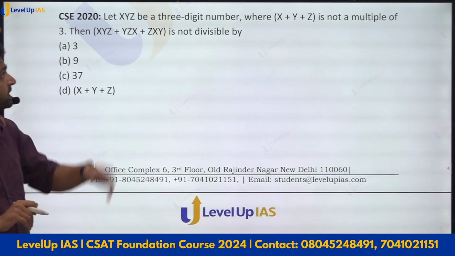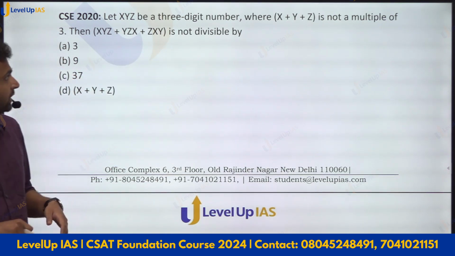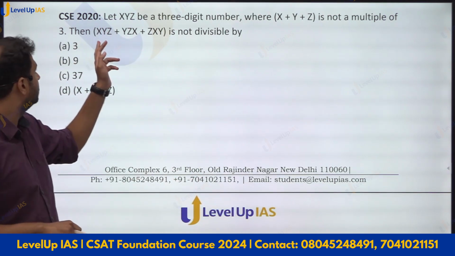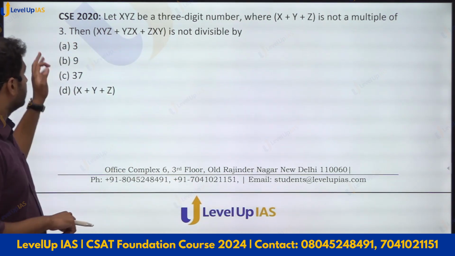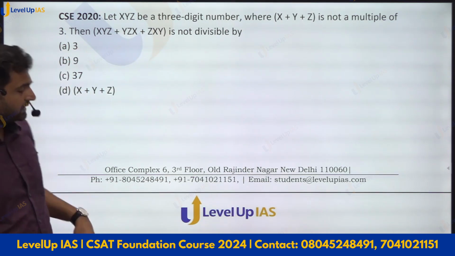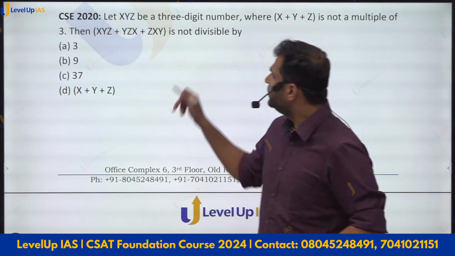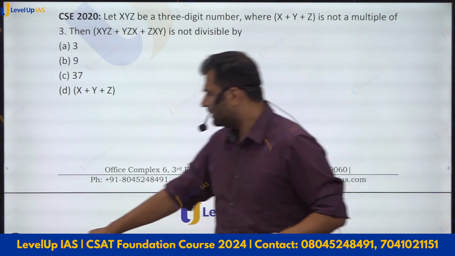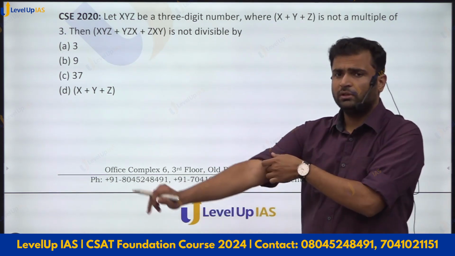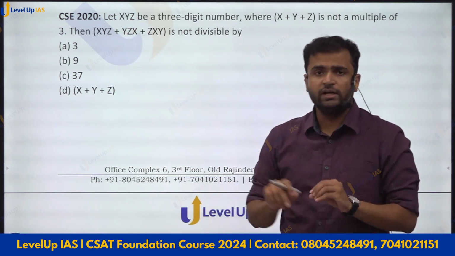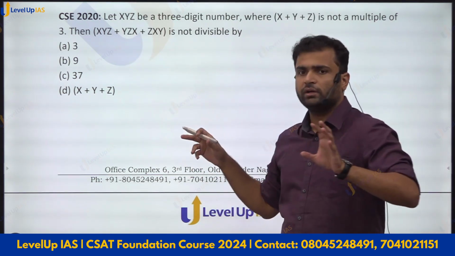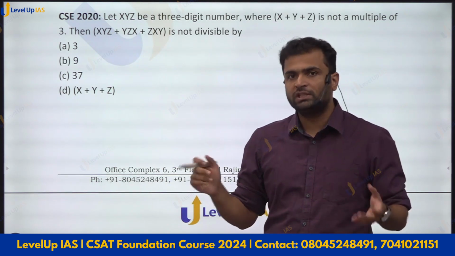Again we have this 3-digit number xyz, and what is given is that x plus y plus z is not a multiple of 3. Then this particular number is not divisible by which of these? That is the question. Because there is symmetry, and this question has unknowns like x, y, z, all the digits are unknown, and there is this symmetric sum, we can definitely think about place values.